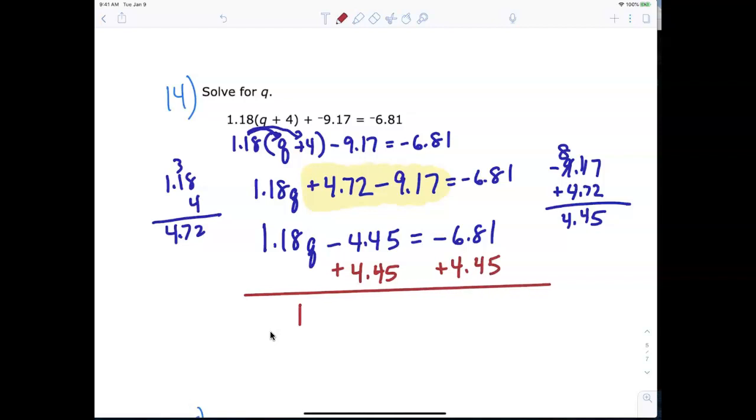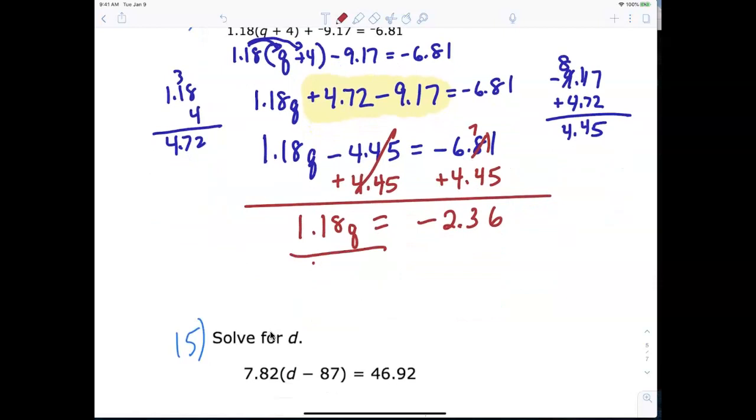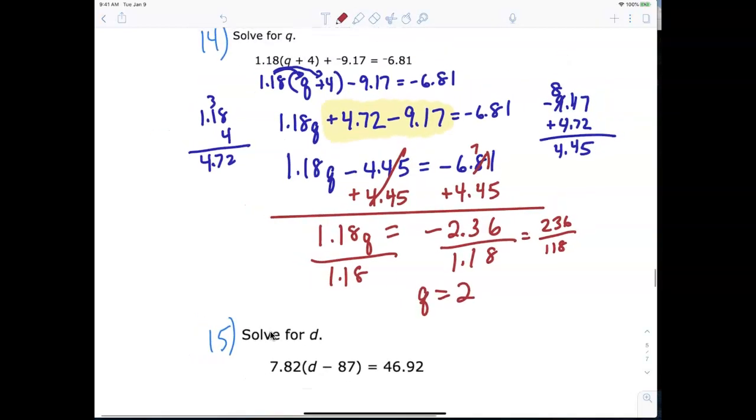Alright, and now I have 1.18q. These guys cancel. Now I'm going to subtract, so that becomes a 7, that's an 11, 6, 3, 2, negative 2.36. So now we divide by 1.18 on both sides. Now to me that's kind of obvious. Alright, don't forget you could rewrite that as 236 over 118, and then that's just 2. q equals 2.